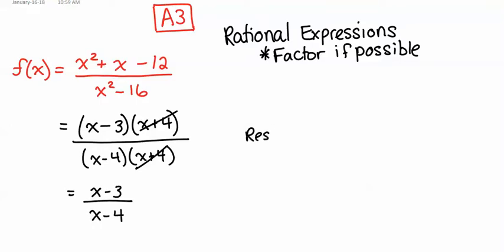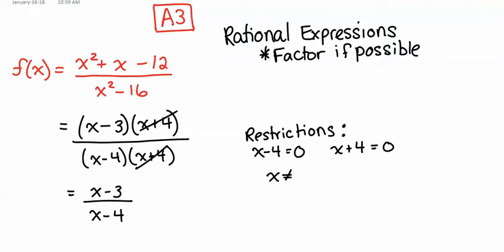And we also want to state restrictions. So we never want the denominator to be 0. So all we have to do is set the denominator to 0 and then say, hey, we never want that to happen. So we're just going to take each bracket, x minus 4, set that to 0, and even the one that we canceled out, x plus 4, set that to 0. And those will be our restrictions. So now we know x cannot equal 4. And the other restriction, x cannot equal -4. That's the other restriction.